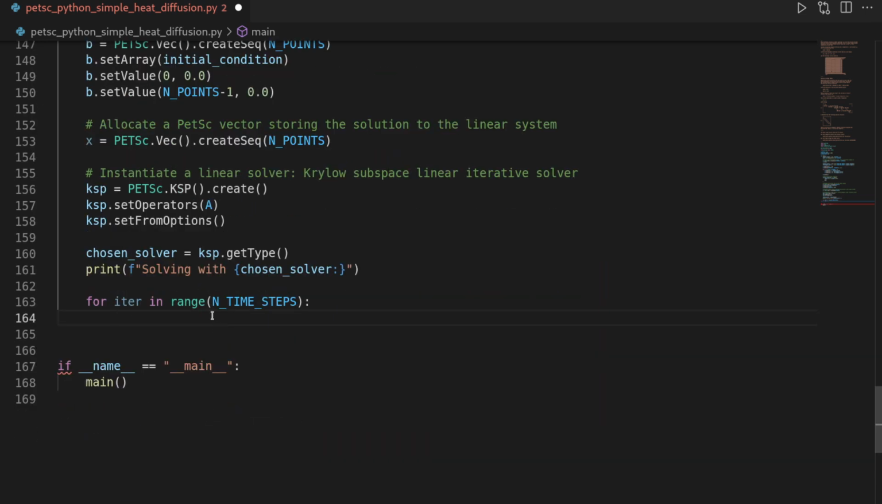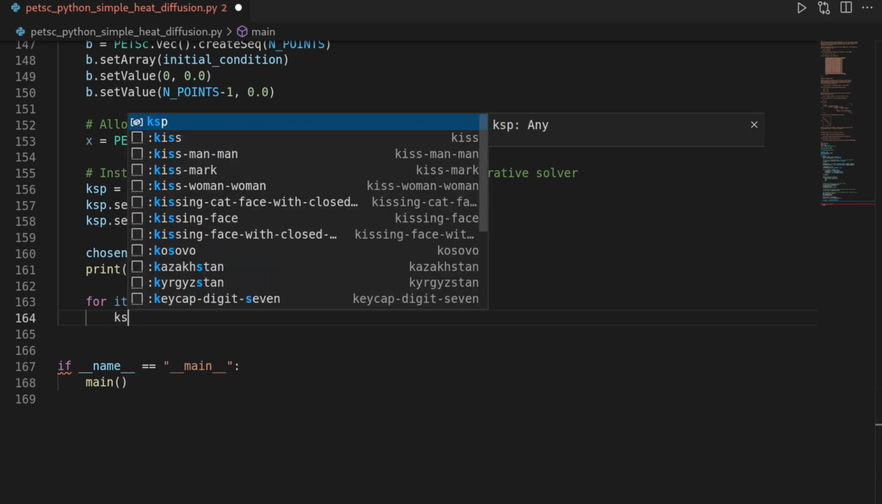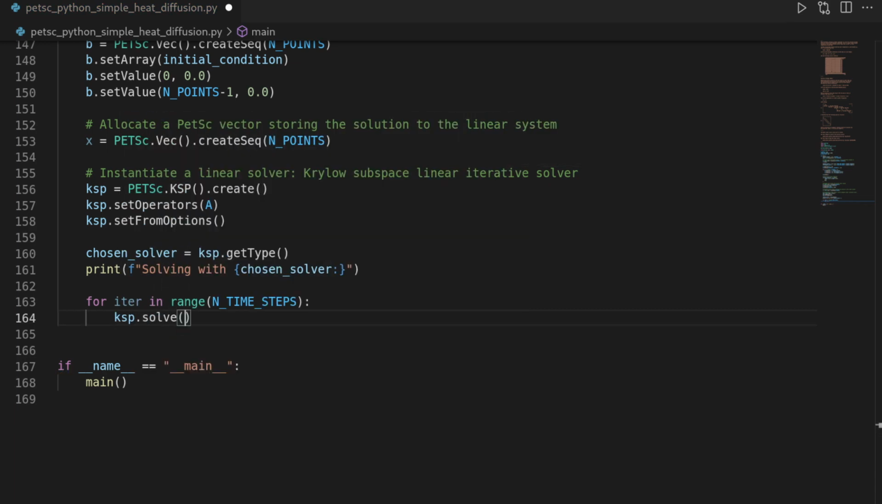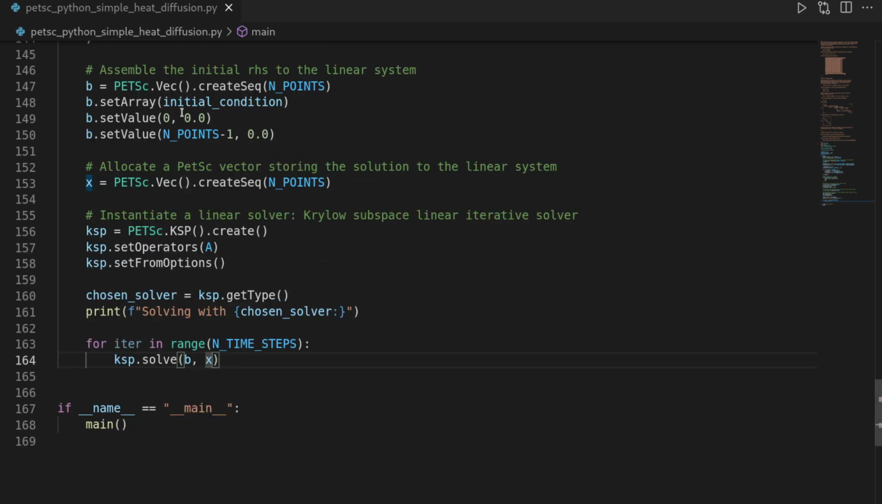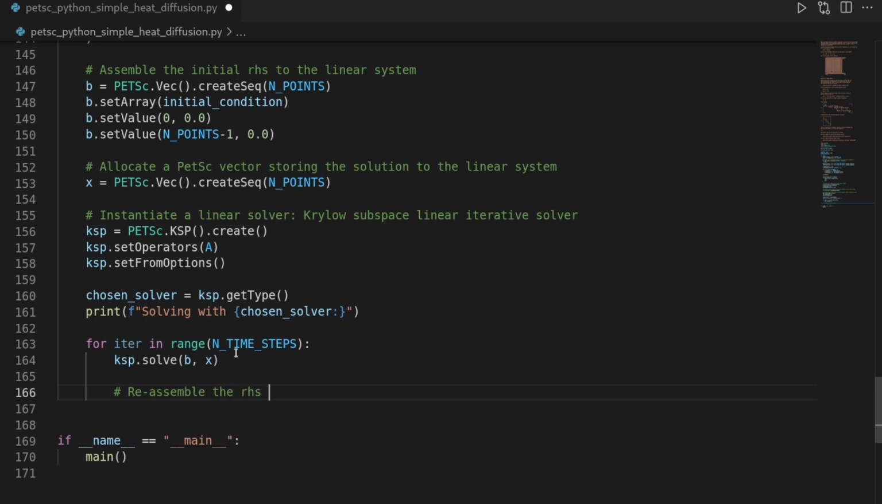And of course, the main step in every time loop is to solve the linear system of equations by saying ksp.solve(b, x). So solve the linear system that is associated with system matrix A with the right-hand side B and store the solution in the PETSc vector X. And then we have to reassemble our right-hand side based on the updated information from the solution by saying here reassemble the right-hand side to move forward in time.